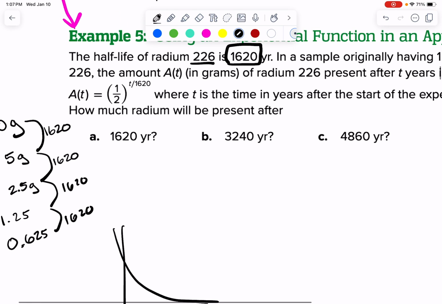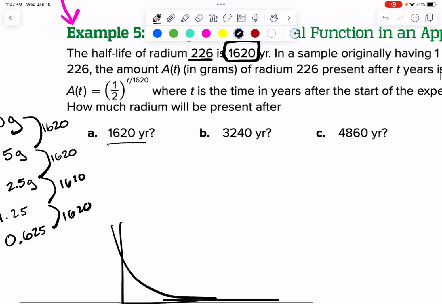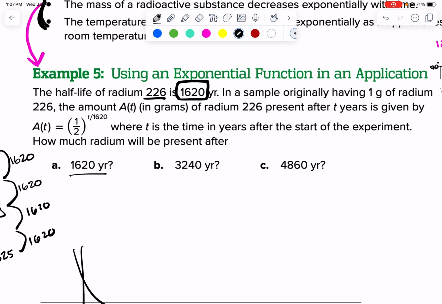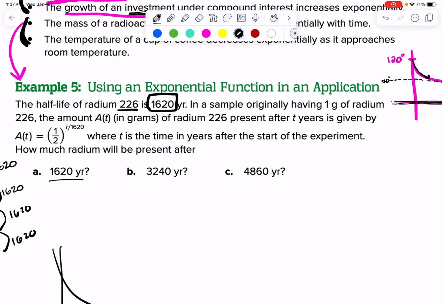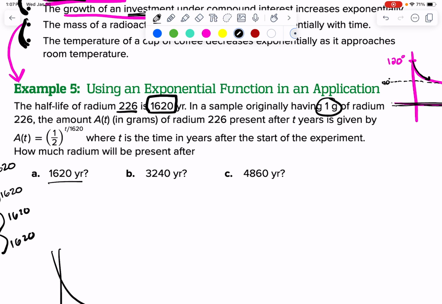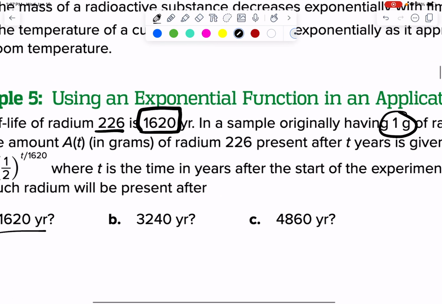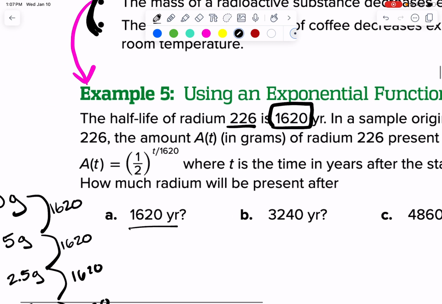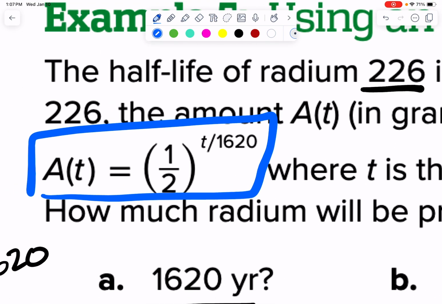Okay, how much radium will be present after this many years? How much, having 1 gram of radium? That's what I'm confused about. Okay, we are starting with 1 gram of radium. I wish they would have put that in here. So this is the function for half-life, except your p-value is right here. They did not put a p-value in there because 1 is my p-value. So they skipped over that, which I get. The 1 is not doing anything.